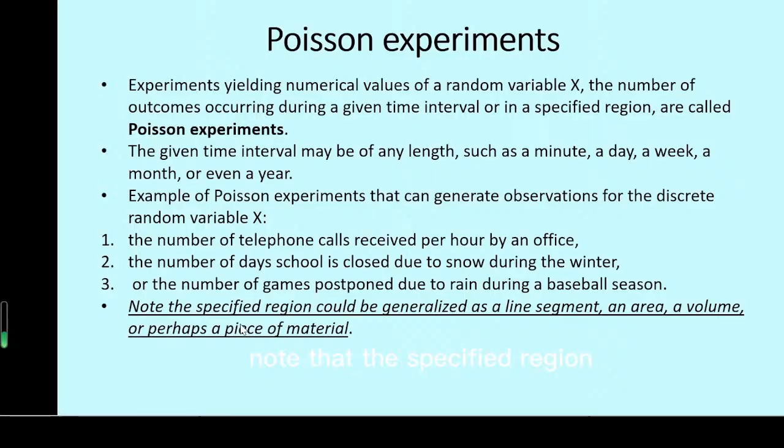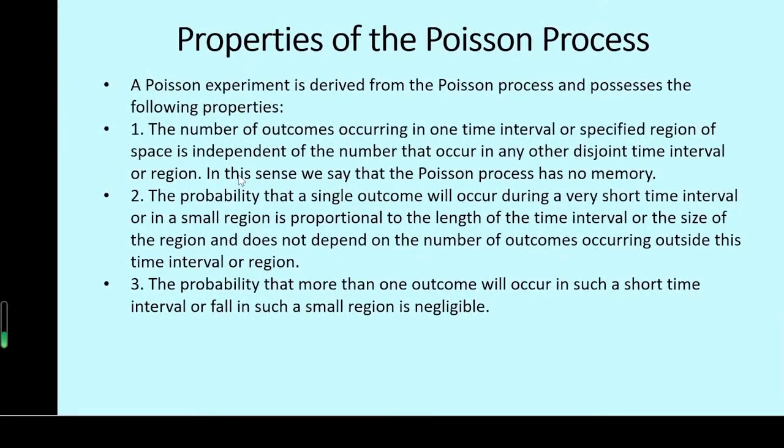Note that the specified region does not necessarily have to be a time interval. It could be generalized as a line segment, an area, a volume, or perhaps a piece of material. But most frequently we use a time interval for the Poisson experiment. The Poisson experiment is derived from the Poisson process and possesses the following properties.